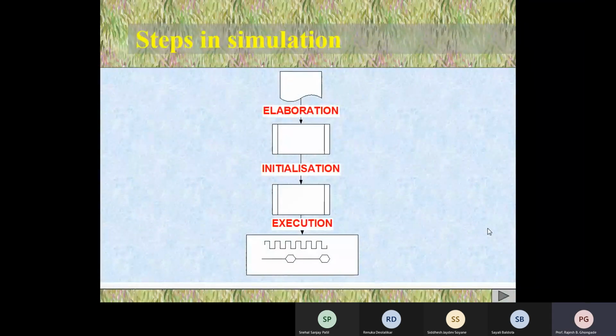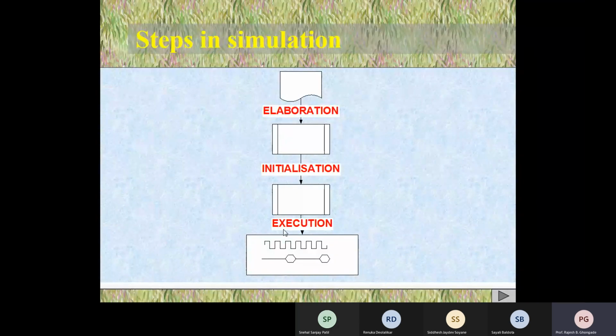Now, what are the steps in simulation? First of all, you go with the elaboration, then you have the initialization and the execution. This may be directly seen whenever you simulate something, at least in Active HDL, these stages are given as log entries. Elaboration is finished, initialization is finished, and then the execution is finished. All these are available for the user to see in the logs.